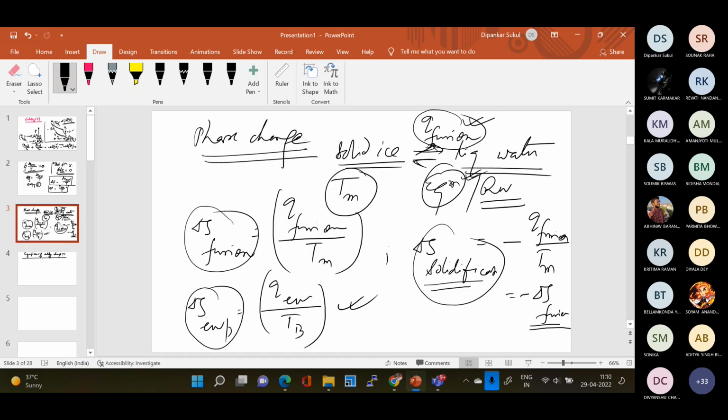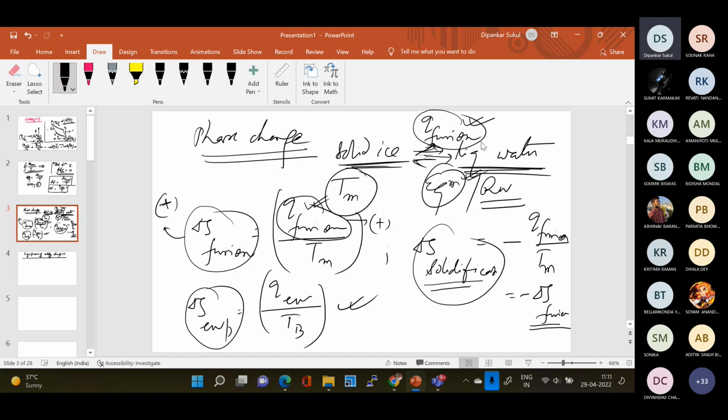You see, when solid ice turns to liquid water, this is happening. Delta S of fusion is positive, because this amount of heat is required. You have to supply this amount of heat. Positive means the system will absorb this amount of latent heat for this fusion process. And latent heat of fusion is a positive quantity. That is, entropy is increasing for this melting or fusion process.